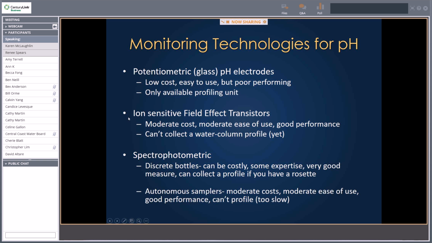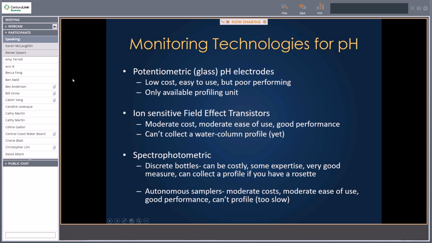The second type of technology is ion-sensitive field effect transistors, or ISFET sensors. They're moderately costly at about $5,000 a piece. They're pretty easy to use. With a little bit of training, you can get super high-quality data, and they perform really well. The problem is they are not pressure compensated, so you can't collect a water column profile. But, in parentheses, I have "yet," because this is an active area of research, and they're currently working to develop an ISFET that can collect a water column profile.